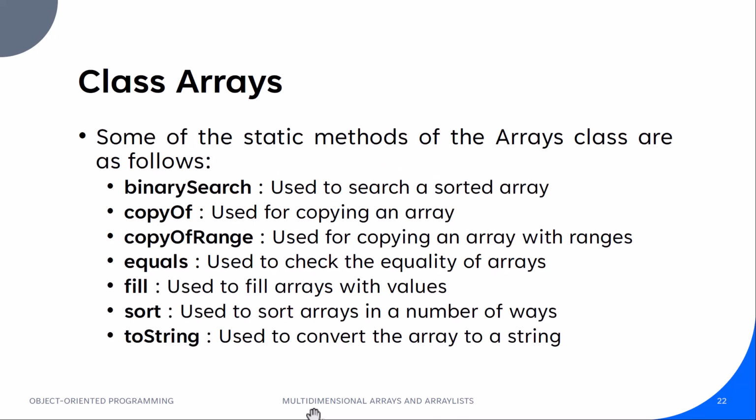Some of the static methods of the Arrays class are binarySearch, which can be used to search a sorted array, and we have the copyOf method, which can be used for copying an array, and the copyOfRange method, which can be used for copying an array within certain ranges. And of course, we have the equals method, which can be used to check the equality of arrays. And we have a nice method, which is fill, which can be used to fill arrays with values. And we have the sort method, which is used to sort arrays in a number of ways. And finally, we have the toString method, which is used to convert the array to a string.